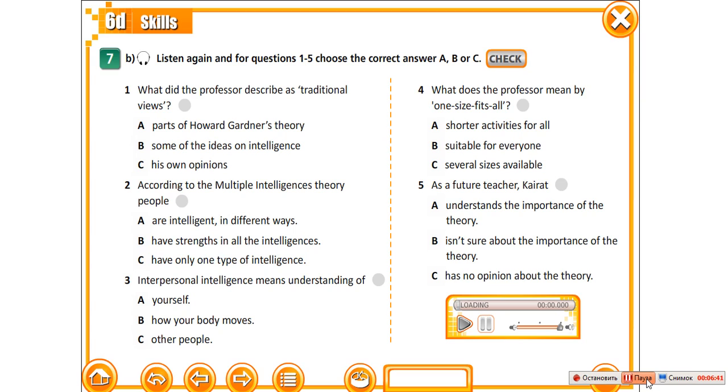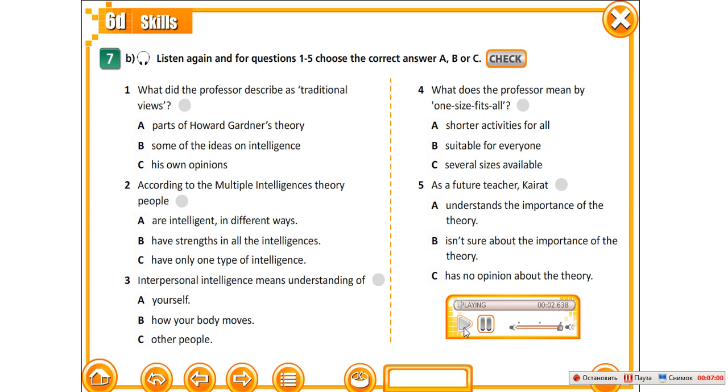We've got the listening task now. Exercise number 7, letter B. Your task is to listen to professor. He's talking to his students. And choose a correct answer from A, B, or C. Let's listen to him.